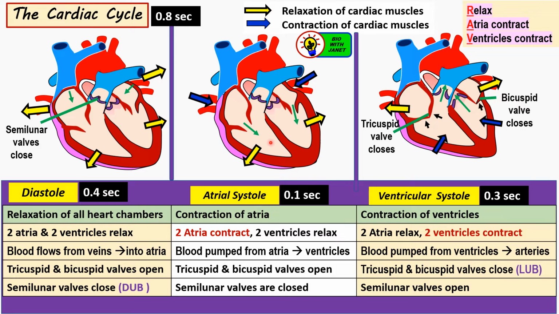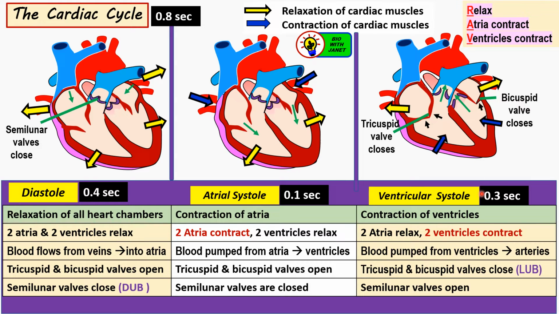If atria and ventricles contract together, then where's the blood going to go? It'll all spurt into the arteries in all directions. So the two atria contract, but the two ventricles relax. In that way, the blood from the atria is pumped into the two ventricles below. So the tricuspid and bicuspid valves are opened, but the semilunar valves remain shut or closed as in the first phase.